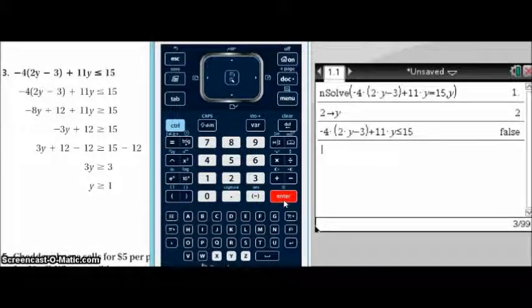And that returned an answer of false, which means that 2 is not a solution to this inequality. So the student has to go back and check their work. And if you'll notice in step 3, they reversed the inequality, but they did not need to. So they actually should have left the inequality less than or equal to rather than reversing it to a greater than or equal to symbol. So now they can go back and correct that answer.